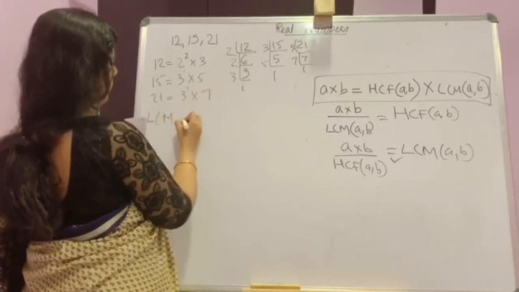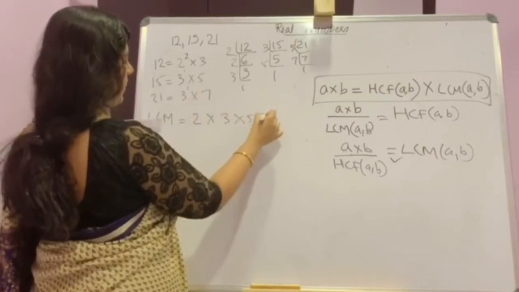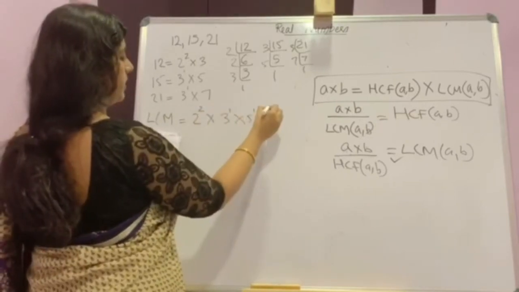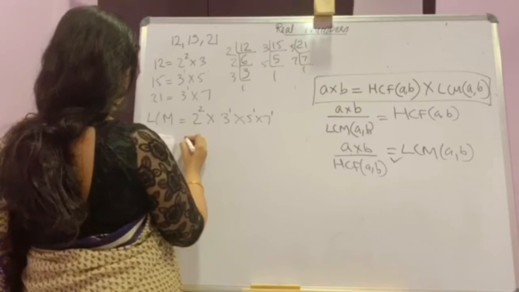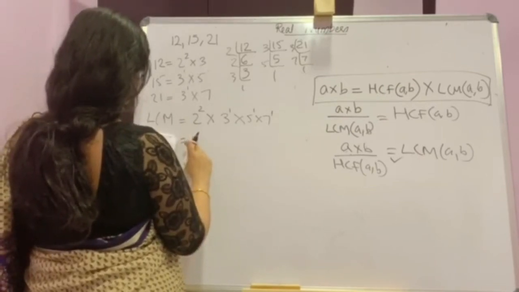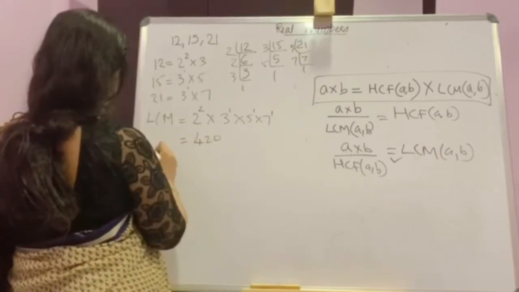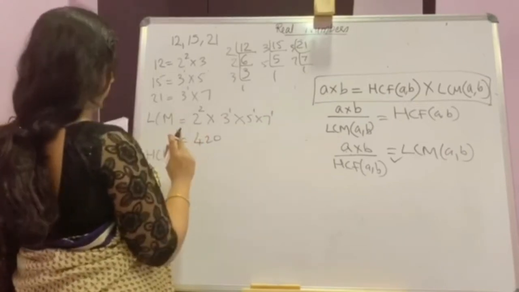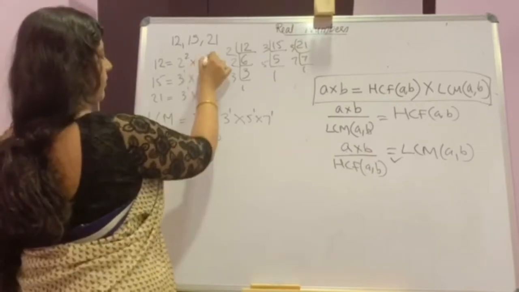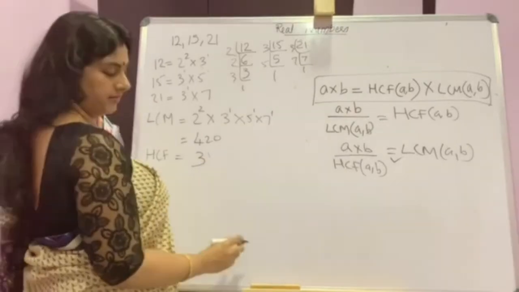LCM is all the factors here: 2 into 3 into 5 into 7. And the greatest powers: 2 square, all the others have 1 as the power. And we get LCM is 420. Now HCF, only the common factor. Which is the common factor here? 3. And its smallest power. Smallest power is 1. That is, 3 is the HCF.